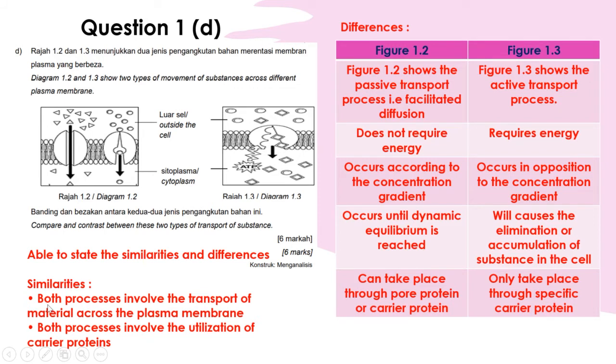Alright, so when you write the similarities, you have to write both. They both refer to the two processes here. Both processes involve the transport of material across the plasma membrane. Okay, 1 mark. Both processes involve the utilization of carrier protein. As we can see here, both diagrams show the carrier protein.